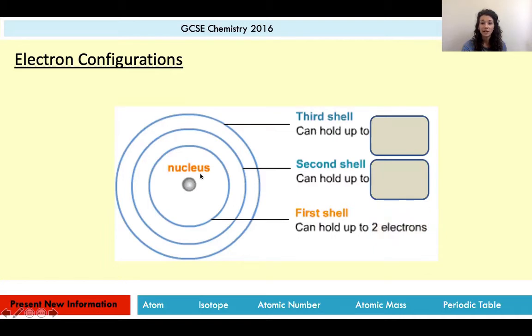Well done. So the first shell can hold 2 electrons. It can't hold any more than 2, so up to 2. And the second and the third shell can hold 8. Okay, so well done if you remembered that.